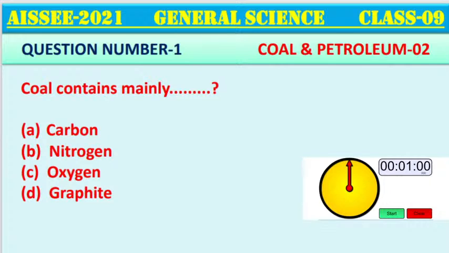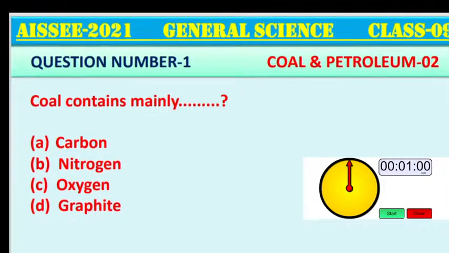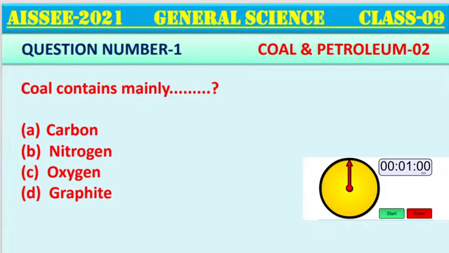Okay. So the answer is: coal contains mainly... So what is the answer? Carbon, nitrogen, oxygen, graphite. Carbon for one. Yogendran is saying carbon. Tarun is saying graphite. So Tarun is wrong. Graphite is not the correct answer. So the correct answer is carbon.